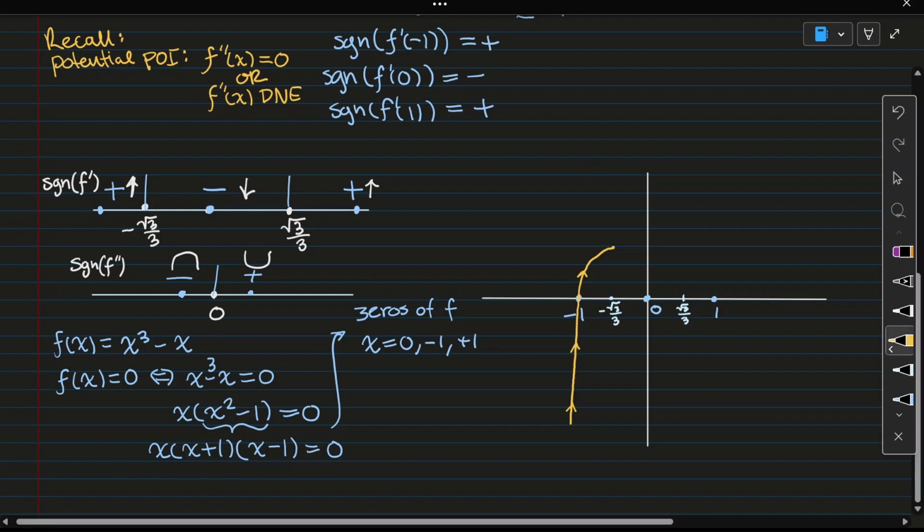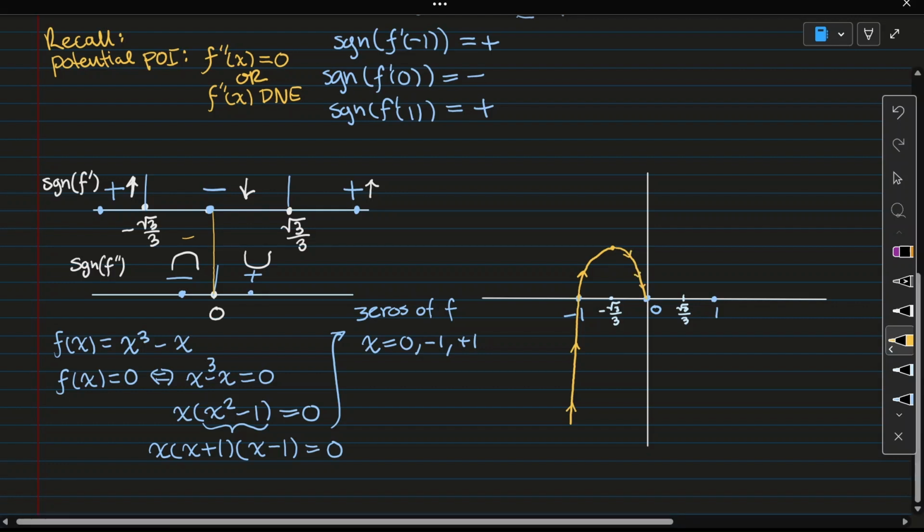At -√3/3, I start decreasing, but I'm still concave down here, right? I'm decreasing and I'm concave down. So I start going down like this here, and I hit 0 at 0 because that's one of the zeros of my function. Start going down, down, down.